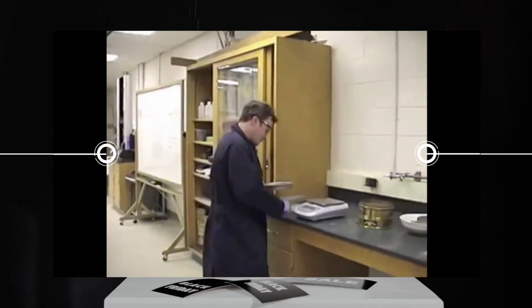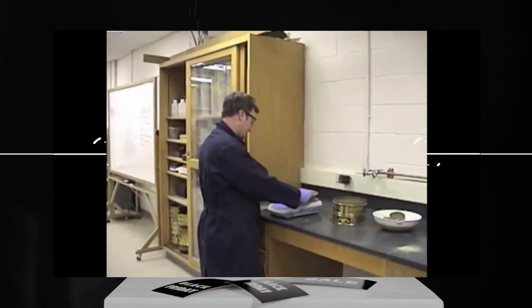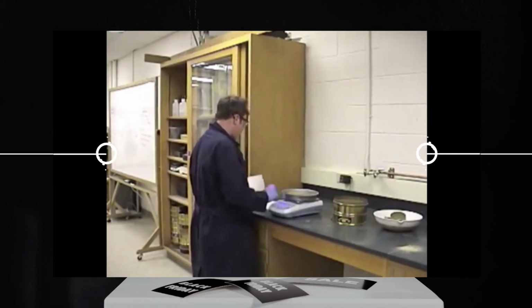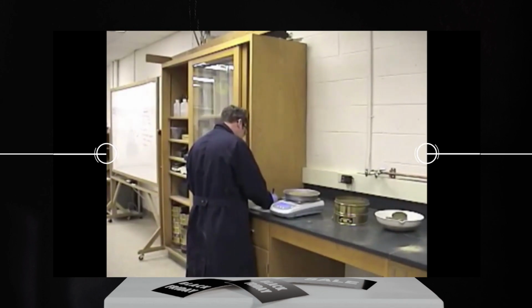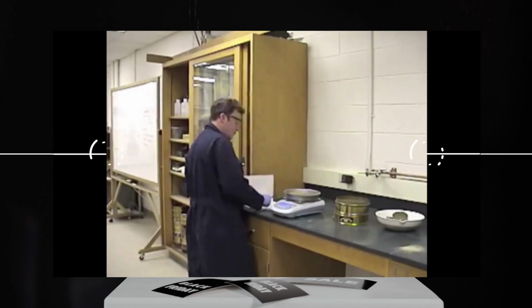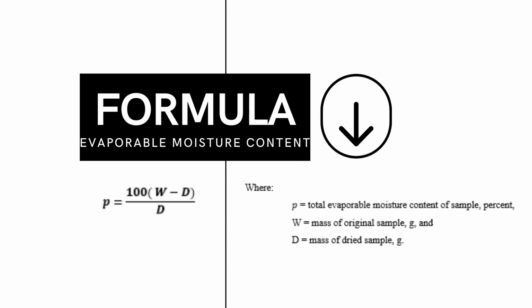We now want to record our data promptly. Again, the data that we'll need is the mass of the empty container as well as the mass of the now dry sample in the container. So, for calculation, we have the formula for moisture content, which is P is equal to 100 times the quantity of W minus D over D, wherein P is equal to total evaporable moisture content of the sample in percent, W is the mass of the original sample in grams, and D is the mass of the dried sample in grams.